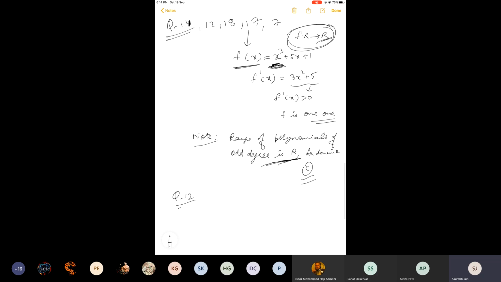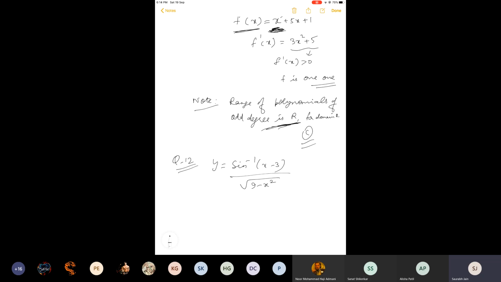Then let us solve question number 12 first. Question number 12, we have to find the domain. y equals sine inverse of (x minus 3) by under root of (x square minus 9). So it is easy. We can see that there is something in square root and something in front of sine inverse. Because of sine inverse, we know that this thing should be between -1 and 1.